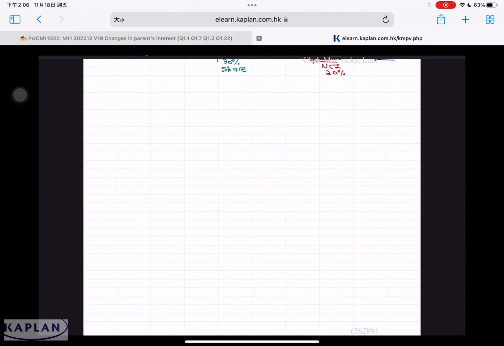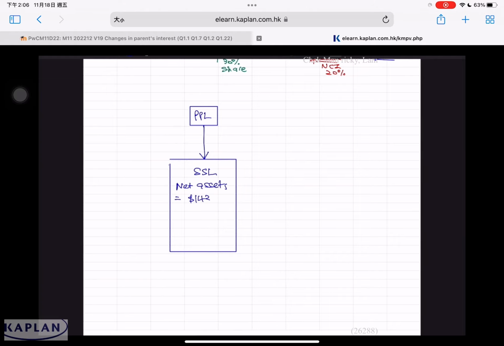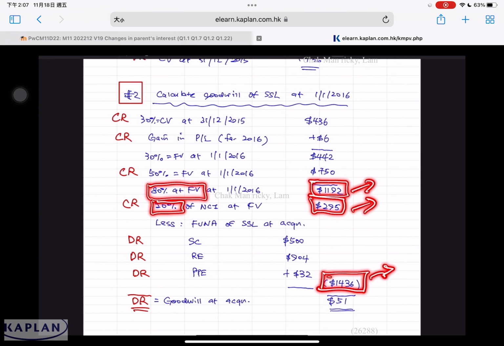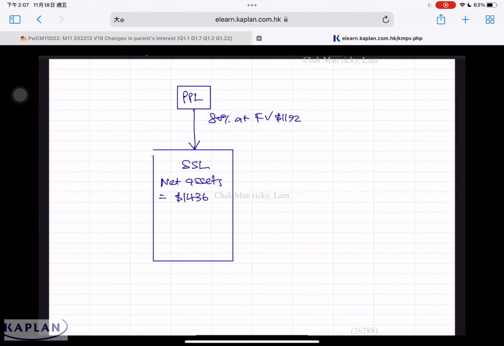Put this in a diagram. PPL, investment in SSL. The net assets at the acquisition date is equal to 1436. This is the acquisition date. And the parent has the 80%, which must be at fair value. The fair value of the 80% is 1192. The NCI is 295. The fair value of assets is 1436. I'm taking these 3 figures out for discussion. So 1192, there's NCI of 20%. So the 20% is equal to 295. 1192 plus 295 minus 1436, goodwill of 51.